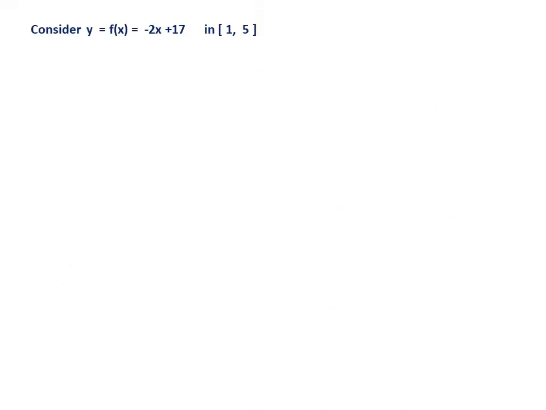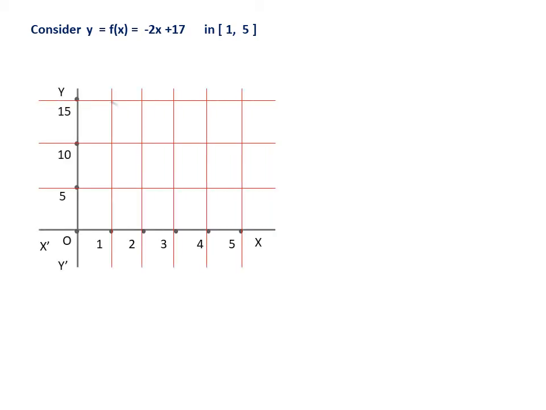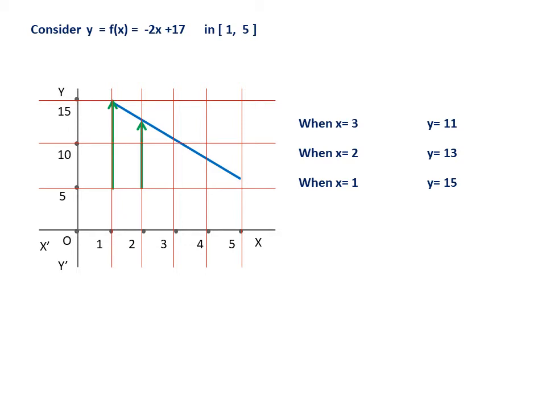Let us take another function, y equal to f of x, equal to minus 2x plus 17, in the same interval 1 to 5. When you draw the graph, it will be like this. When x is 1, y is 15. When x is 2, y is 13. When x is 3, y is 11. When x is 4, y is 9. When x is 5, y is 7.